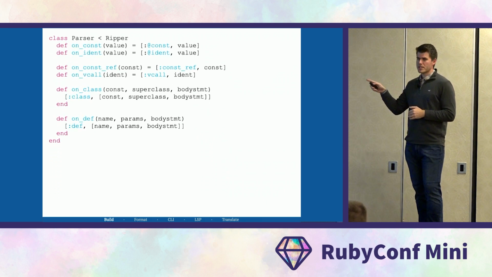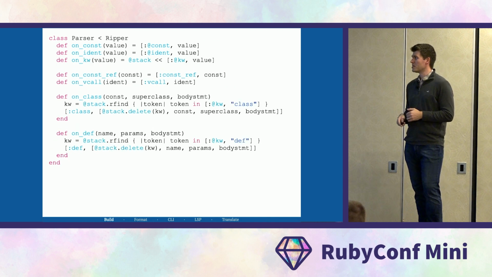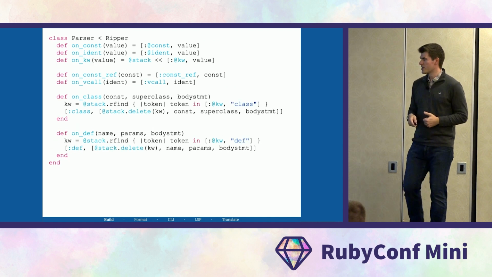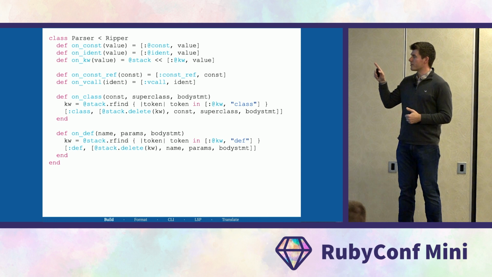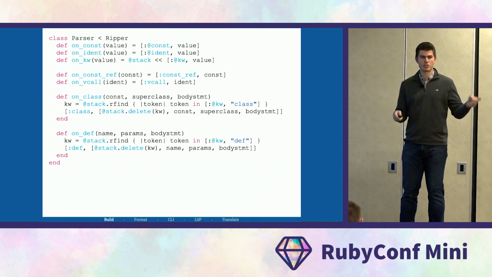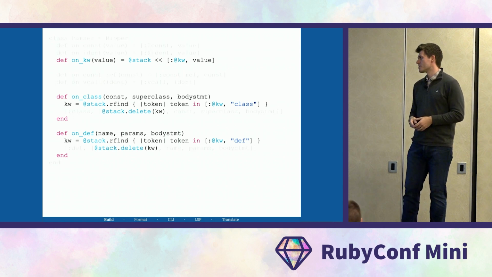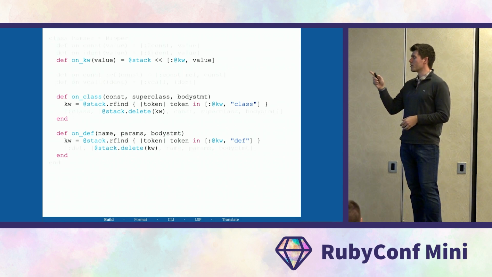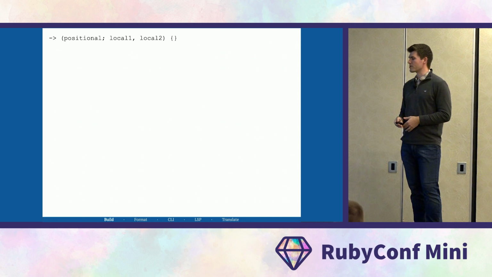So the issue with this is that it doesn't actually have any location information, so if we want to add some location information, we're going to need to keep track of additional things. We're going to need to keep track of keywords as they come in. We're going to build up a stack, and then onClass and onDef are going to go find those keywords that determine the bounds of the node. So you can see here, this is what we're doing. We're going and we're finding the last one that was pushed onto the stack, and then we're going to go and delete that in order to determine our bounds.